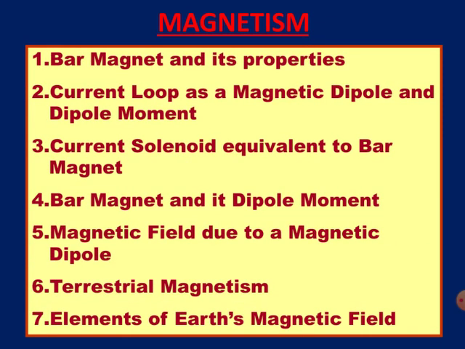The first one is bar magnet and its properties, current loop as a magnetic dipole and dipole moment, current solenoid equivalent to bar magnet and its dipole moment, magnetic field due to a magnetic dipole, terrestrial magnetism, and lastly we will discuss elements of Earth's magnetic field.